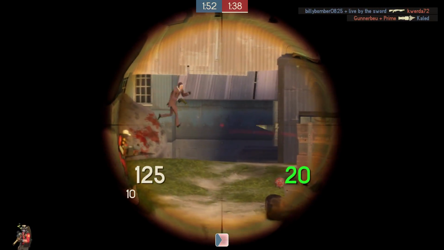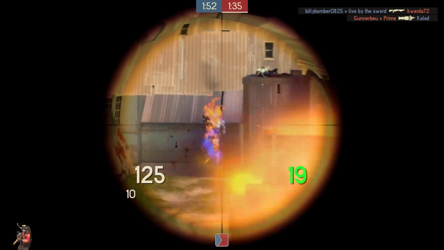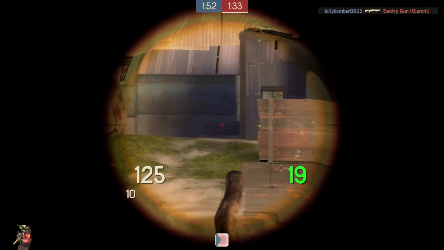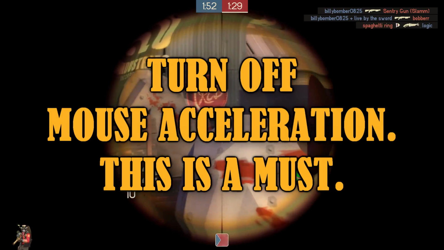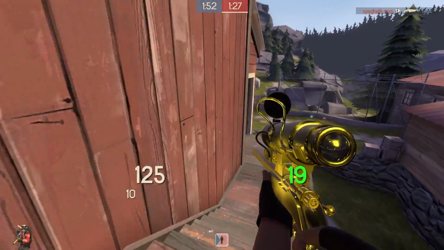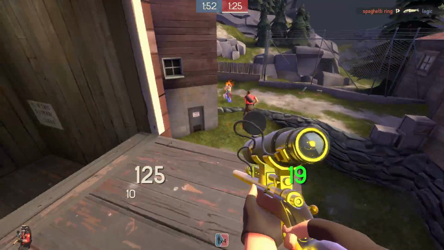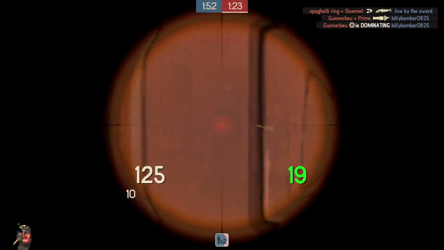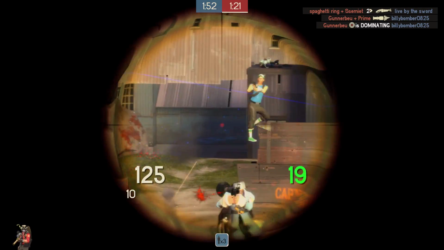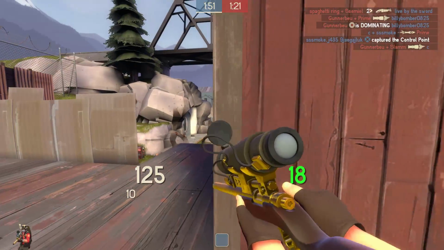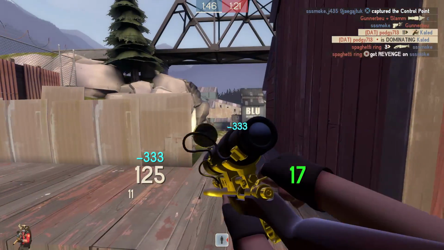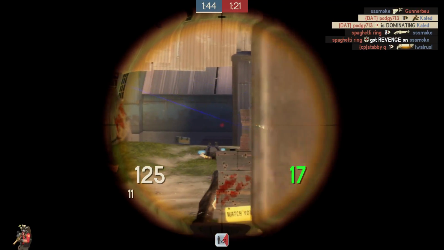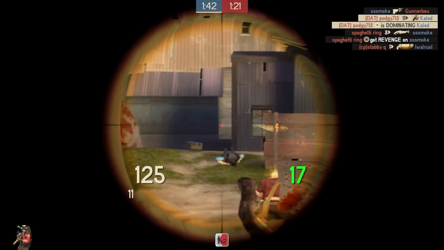It's all about you. Now, once you've figured out what kind of sensitivity you actually want, you need to make sure that you turn off mouse acceleration. If you don't know what that is, mouse acceleration basically changes your sensitivity depending on how fast you move your mouse. If you really slowly move your mouse across the mouse pad, then your sensitivity is going to be really, really low and you're barely going to turn.